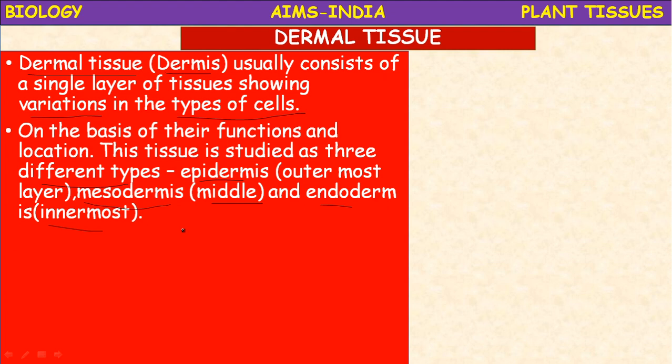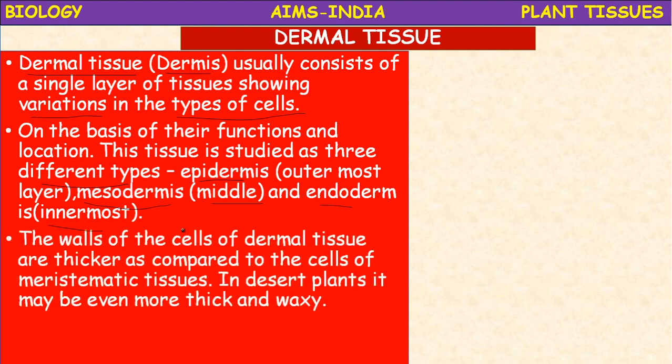The dermal tissue is divided into 3 layers. What are they? Epidermis, mesodermis and endodermis. Epidermis is the outermost layer, mesodermis is the middle layer and endodermis is the innermost layer of dermal tissue. The walls of the cells of the dermal tissue are thicker as compared to the cells of meristematic tissue.